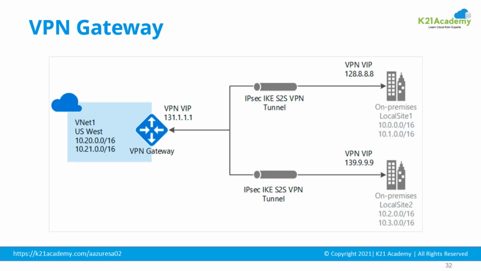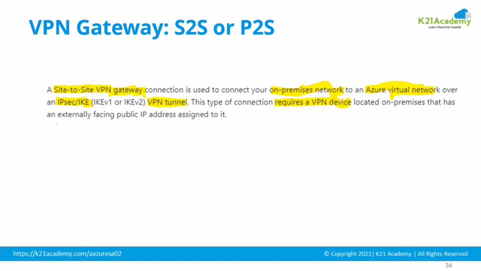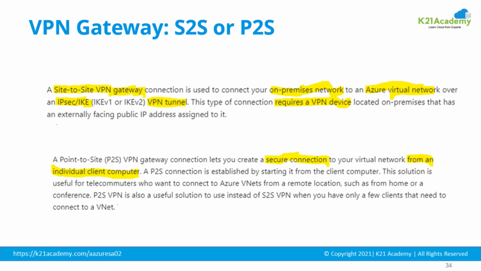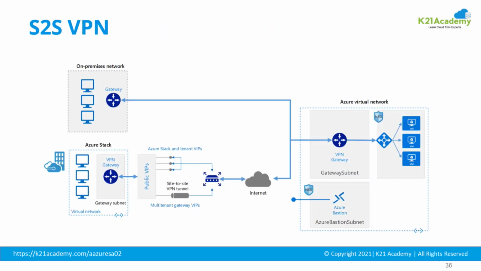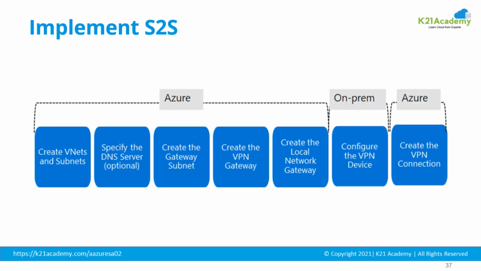We are going to look at VPN Gateway, or virtual private network gateway. How do you configure it? There are two types of gateways, S2S and P2S. We are going to cover both site-to-site and point-to-site, and what these configurations are.